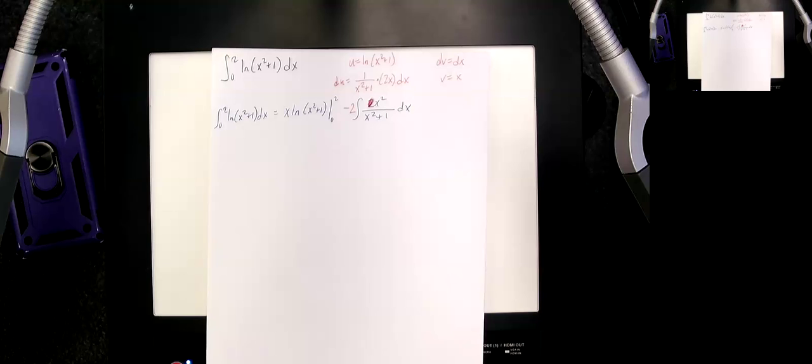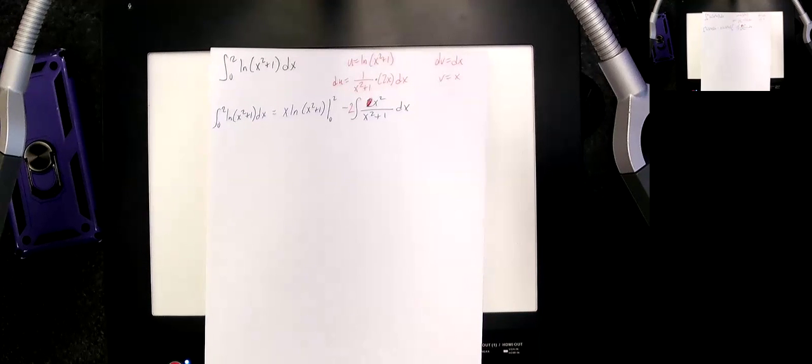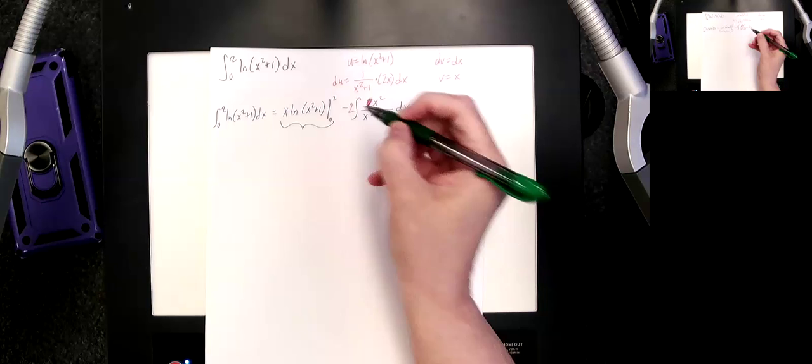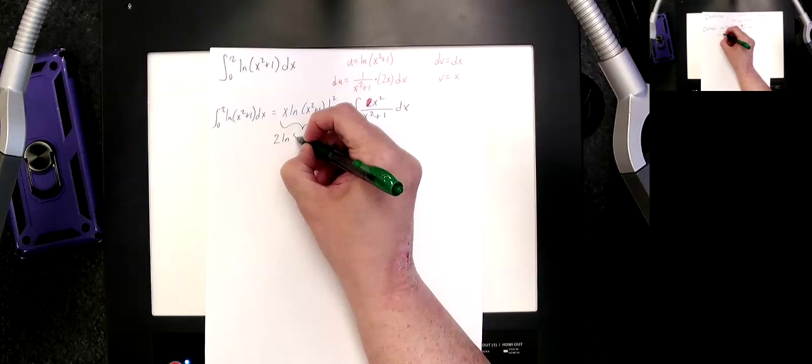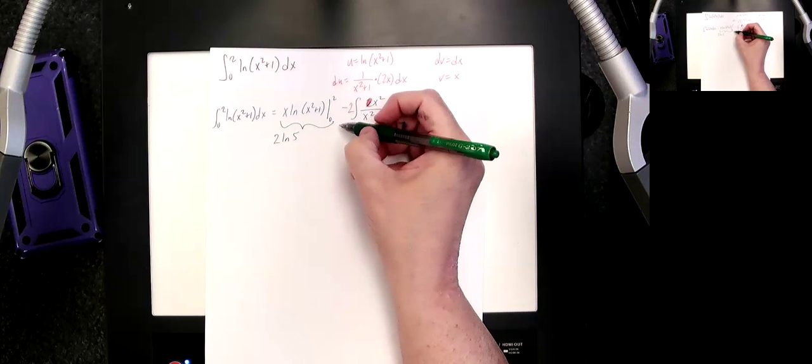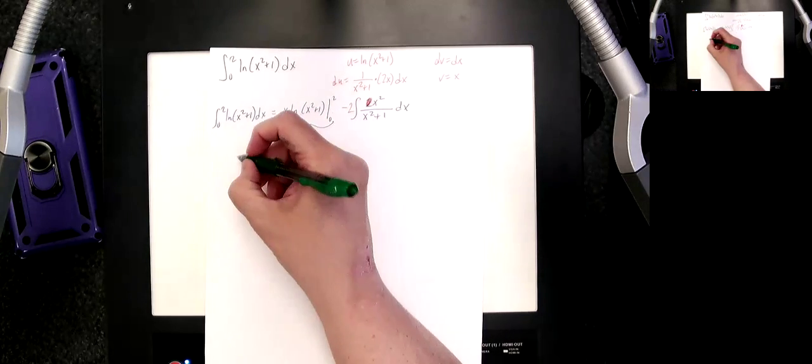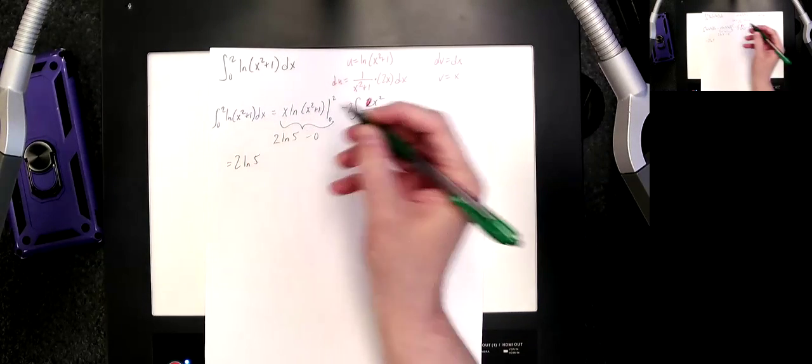What do you guys want to do? There's 2 ways to advance from here. I'm going to do both. Let's start with the one you're never going to recognize. That way you see it and go, maybe it'll pop up in your brain. Well, first off, let's evaluate this so we're not dealing with it a bunch. We've got 2 natural log of 5 minus 0. So that part's easy. So we've got 2 natural log of 5.